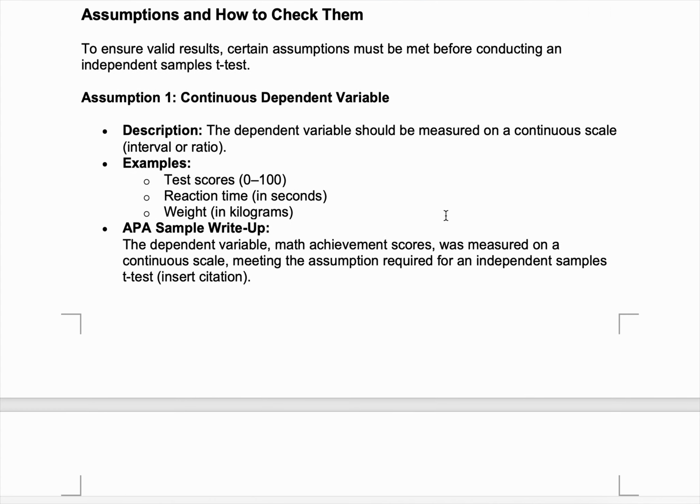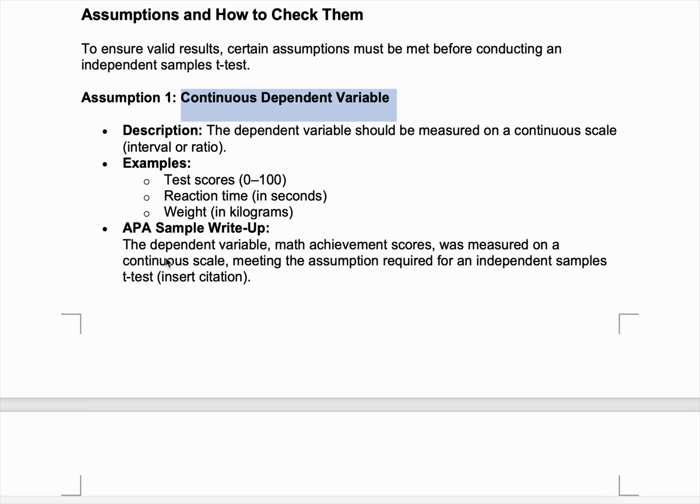So we always start with checking our assumptions. The first assumption for the one sample t-test is that there is a continuous dependent variable. So remember, we're comparing our group, one group, to a number. So when we're talking about that group, what we're comparing has to be continuous. So in this case, the math achievement score is continuous. Any kind of test score is continuous. Reaction time, weight, age, anything that's numeric, that's not a category, satisfies that continuous.